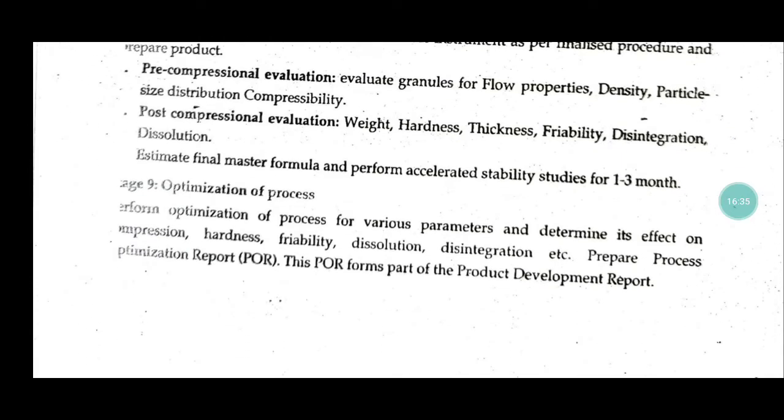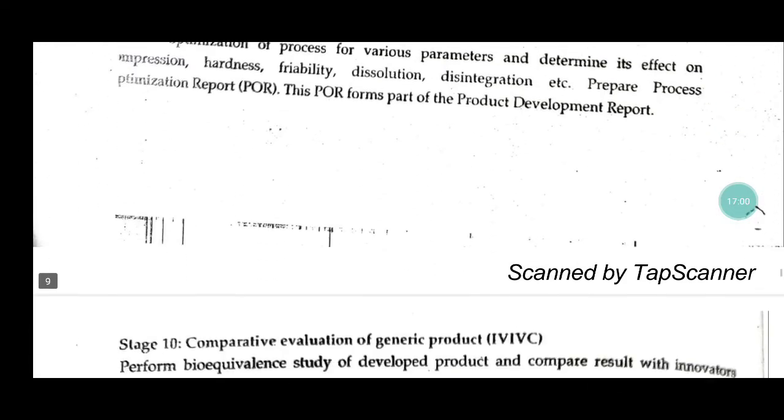And stage 9, optimization of process, which is performed by varying various process parameters and determining their effect on the compression, hardness, friability, dissolution, disintegration, etc. So prepare the process optimization report. The POR forms part of the product development report.